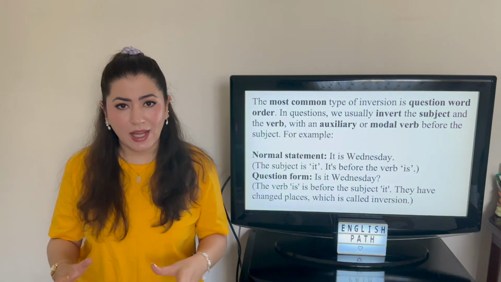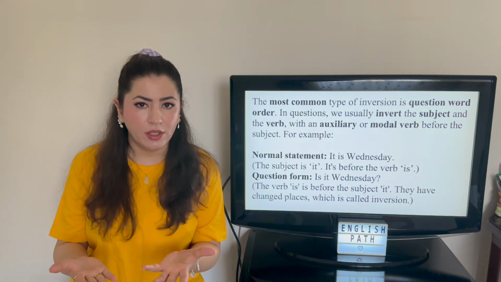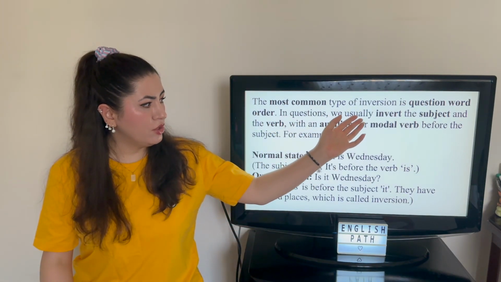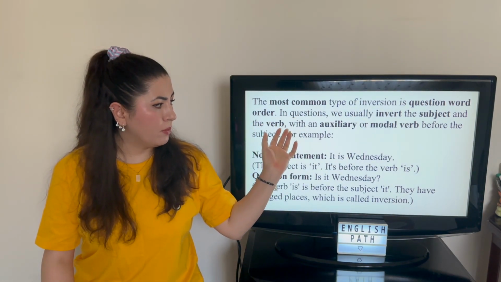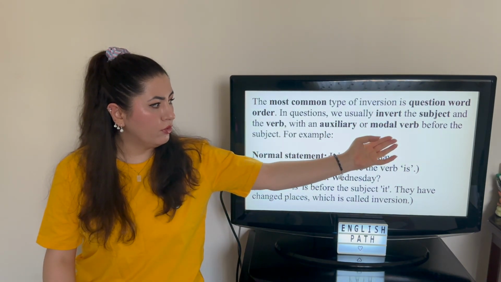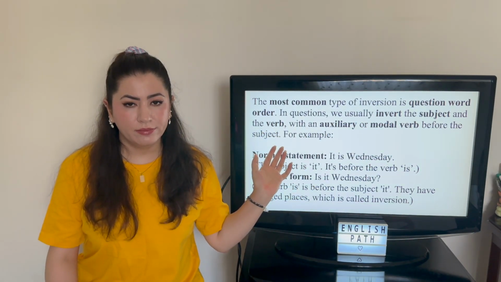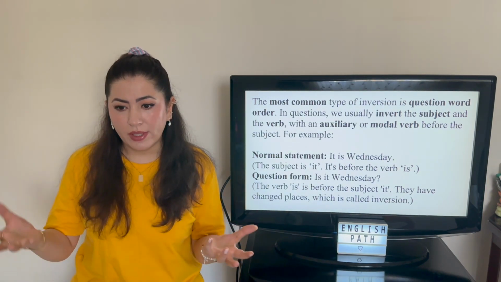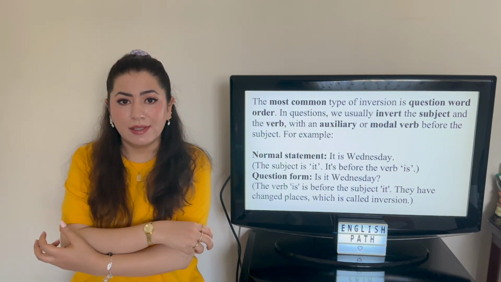The most common type of inversion you are all familiar with is the question word order. In questions, we usually invert the subject and the verb with an auxiliary or modal verb before the subject. Like, this is the subject and this is the auxiliary. We invert them, we change their places.